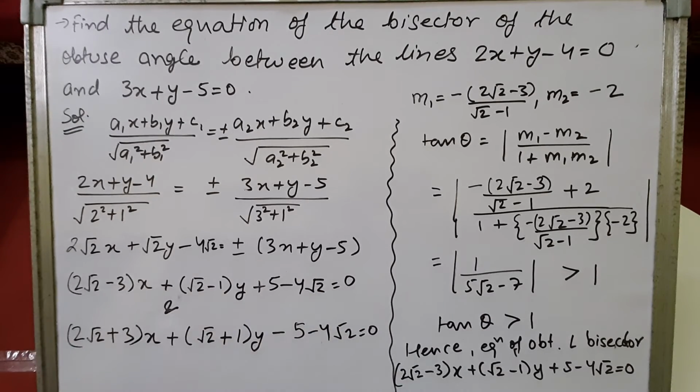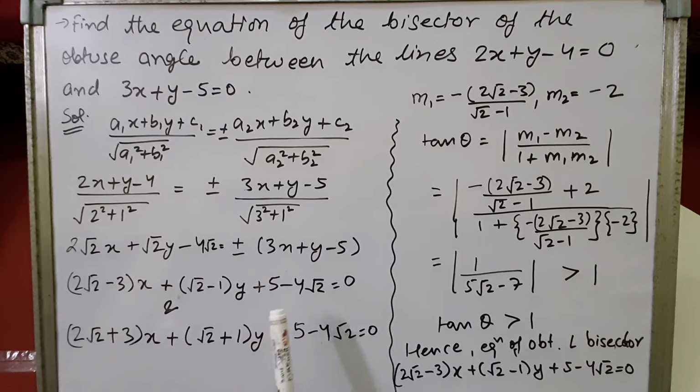When we transfer the terms of x, y and the constant to the left hand side, we get these two equations, one for the plus sign and one for the minus sign. For the plus sign, we get (2 root 2 minus 3)x plus (root 2 minus 1)y plus 5 minus 4 root 2 equals 0. And for the minus sign, (2 root 2 plus 3)x plus (root 2 plus 1)y minus 5 minus 4 root 2 equals 0.